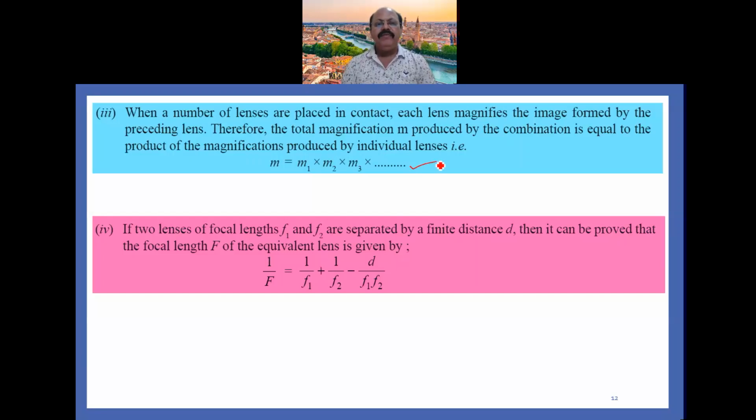Fourth point, if two lenses of focal lengths F1 and F2 are separated by a finite distance d, then it can be proved that the focal length F of the equivalent lens is given by 1 upon F equals 1 upon F1 plus 1 upon F2 minus d upon F1F2. Remember it.